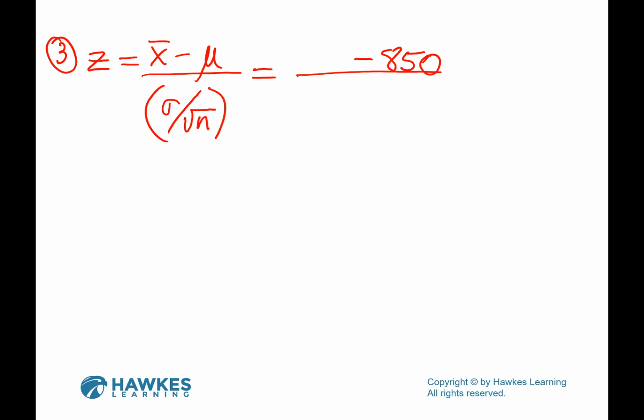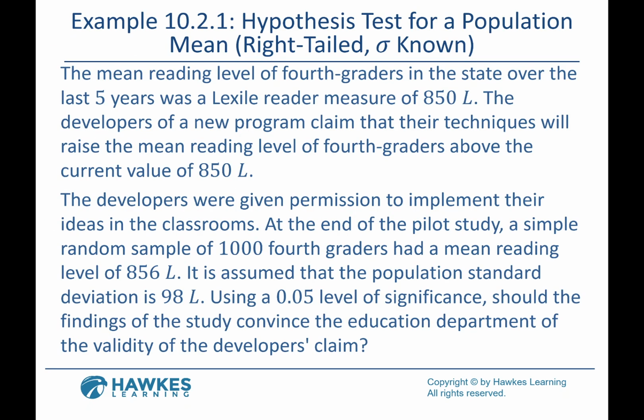Then we can look back at the problem to get our other numbers. We need a sample mean, population standard deviation, and sample size. So let's see. It says at the end of the pilot study, a simple random sample of 1,000 fourth graders. That's how many we had in our sample. That's n. They had a mean reading level of 856, the mean of our sample data, x bar. It says it's assumed the population standard deviation is 98, so that will be sigma.